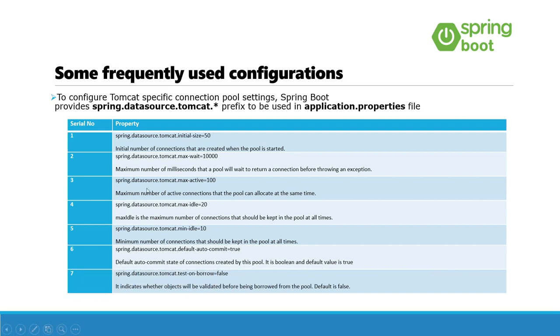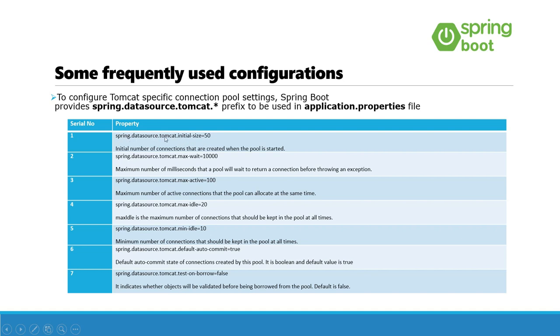If you want to see all the properties, then you can go to the Tomcat website, and there you'll get all those properties, but there are a few important properties which I would like to discuss over here. First, something called initial size, right?